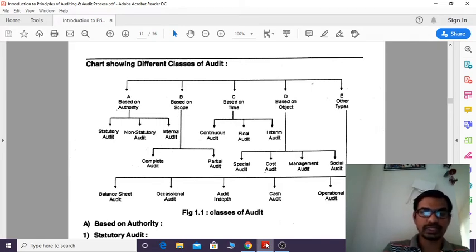Under the first, based on authority, there are three subtypes: statutory audit, non-statutory audit, and internal audit. In the next one, based on scope, there are two types of audit: complete audit and partial audit. In the third, based on time, there are three subtypes: continuous audit, final audit, and interim audit. The fourth, based on object, has four types: special audit, cost audit, management audit, and social audit. And in the last, the fifth one, other types, there is balance sheet audit, occasional audit, audit in depth, cash audit, and operational audit.